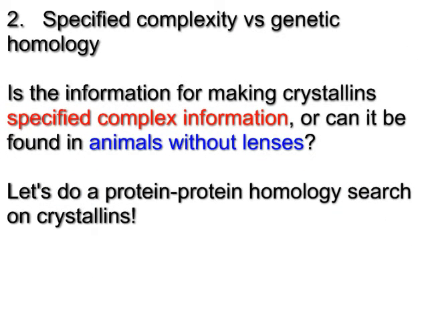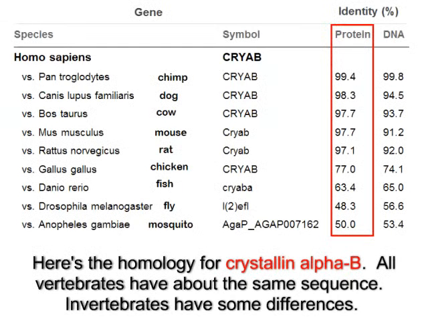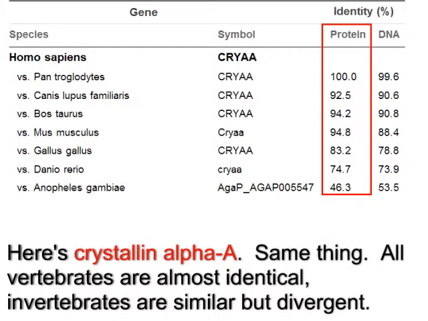Specified complexity versus genetic homology. Is the information for making crystallins specified complex information, or can it be found in animals without lenses? Well, let's do a protein-protein homology search on crystallins. Here's the homology for crystallin alpha B. All vertebrates have about the same sequence. Invertebrates have some differences. Here's crystallin alpha A.